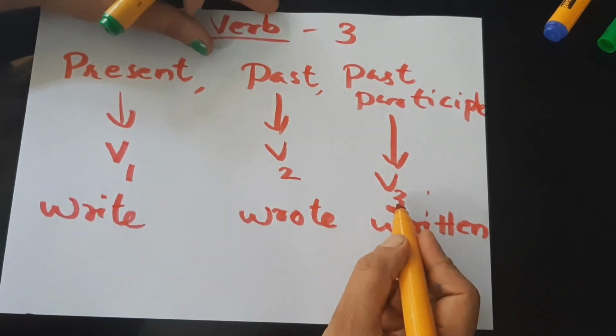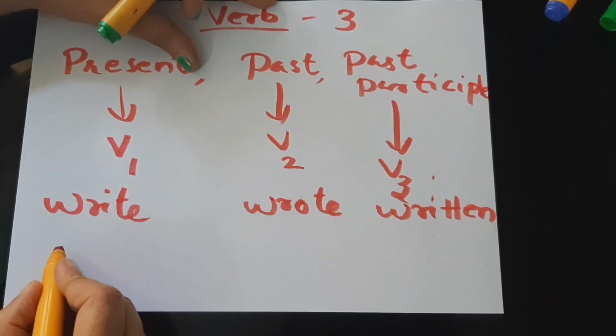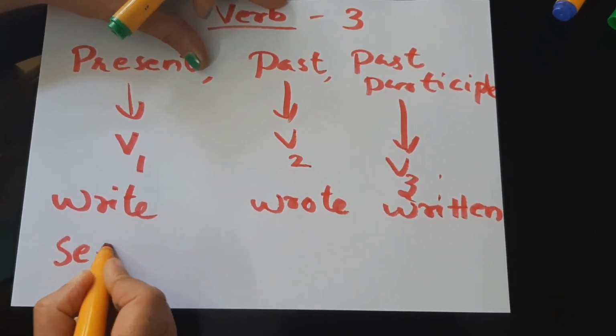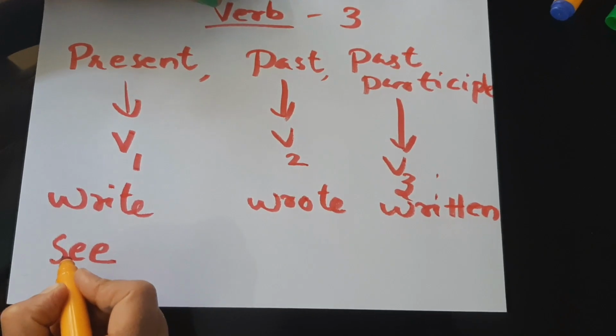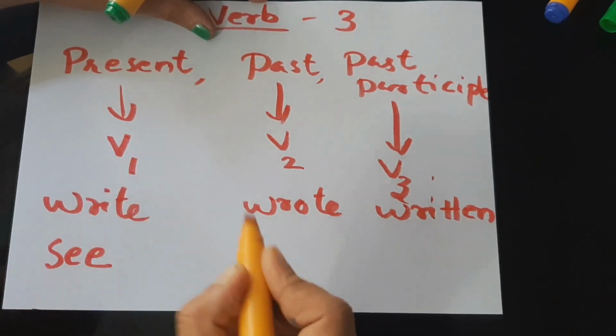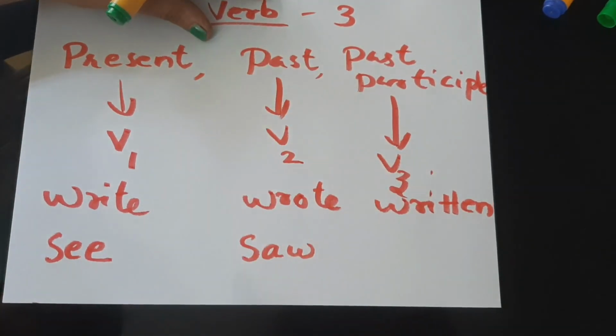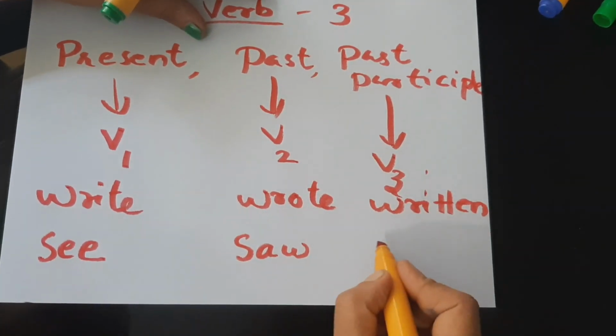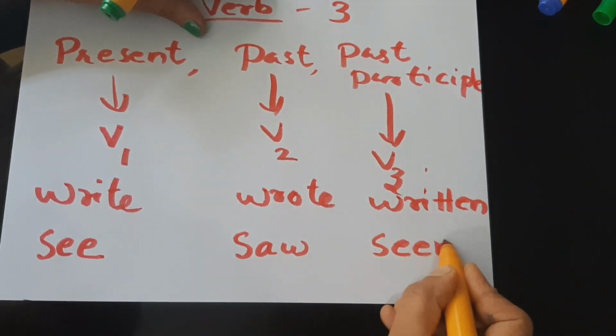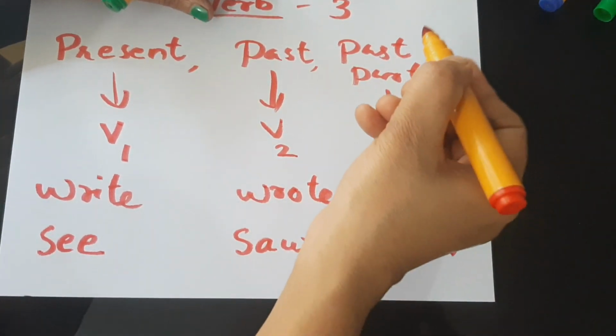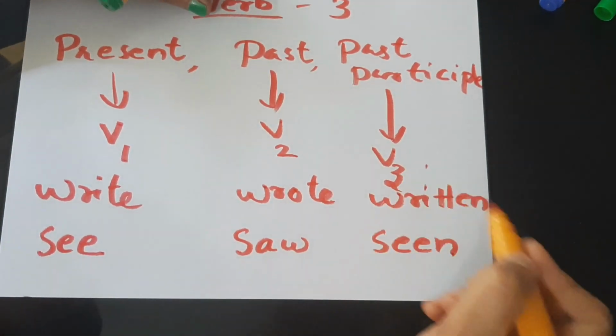that is V3. Another example, see. See is the present form, that is V1. Saw is the past form, that is V2. Seen is the past participle, that is V3.